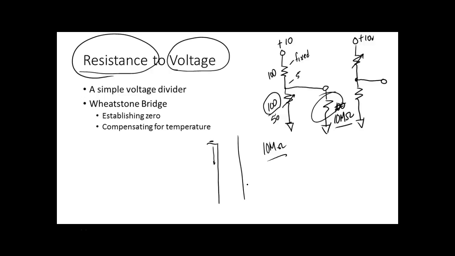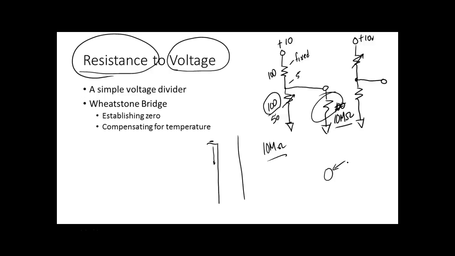So is that circuit you drew called the Wheatstone? No, this is not a Wheatstone bridge. This is a voltage divider. Okay. The problem with some sensors is we need to establish what zero means. And here I can't establish what zero means.